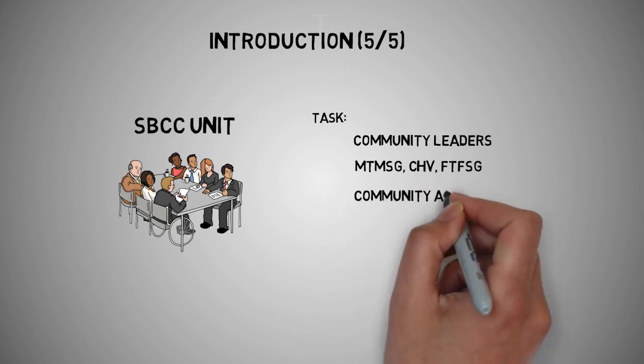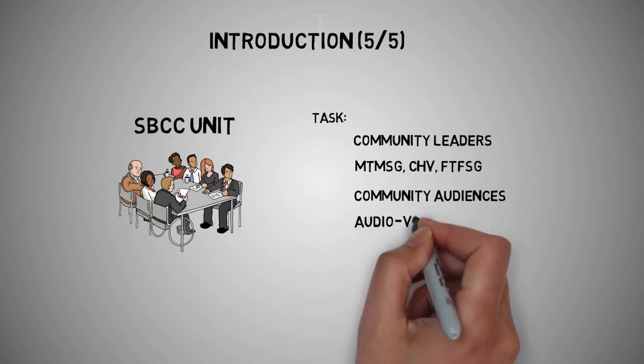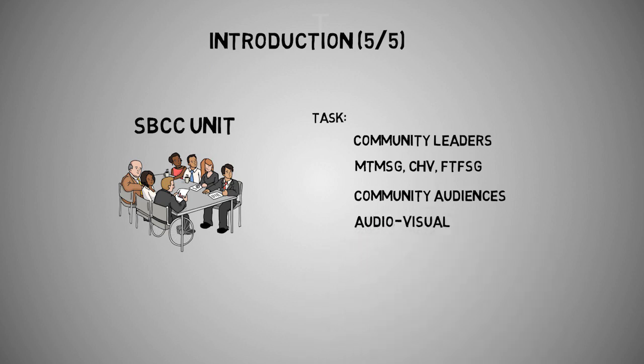3. Reach community audience with key advocacy messages on WASH, nutrition, aflatoxin control, and anemia prevention and control. 4. Use audiovisual and print media to disseminate key messages for behavior change.